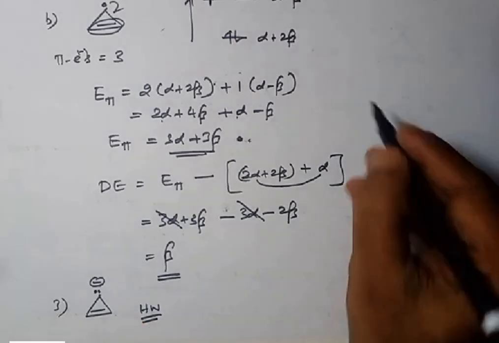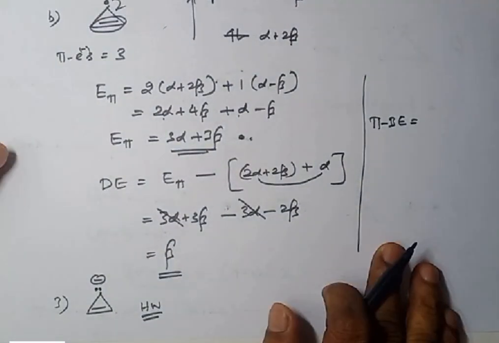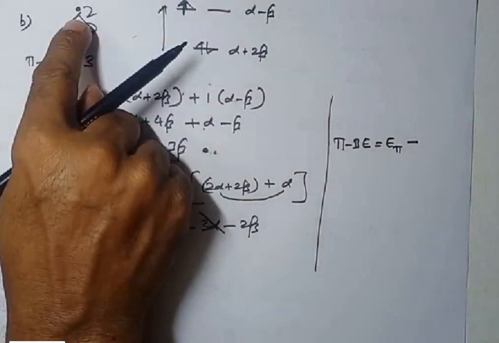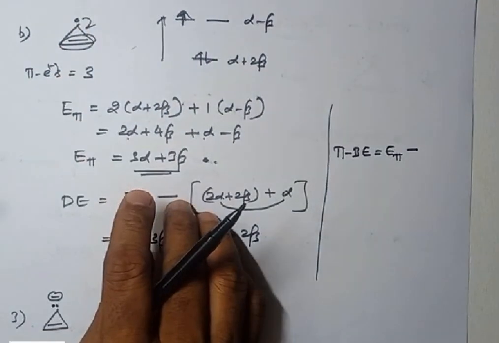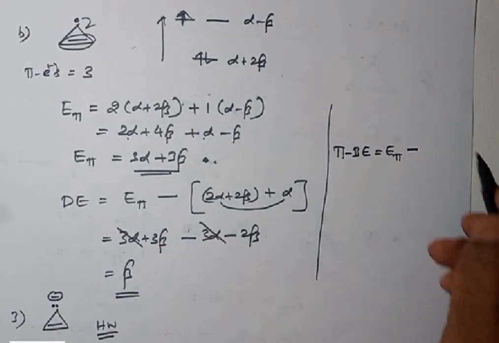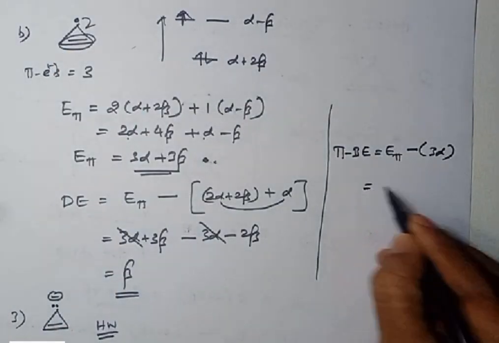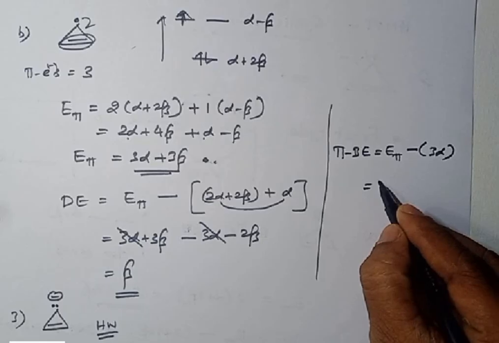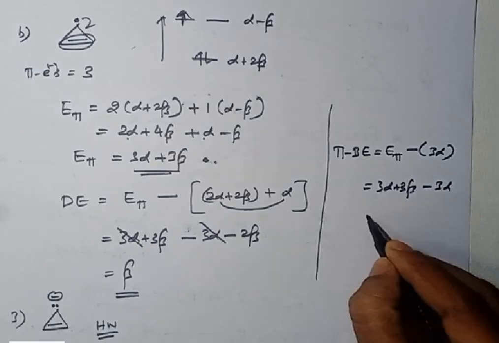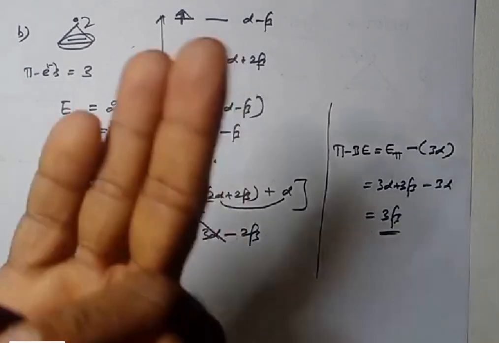Yes, we can also find pi bonding energy. Nothing wrong there. What is pi bonding energy? It is nothing but pi electronic energy minus, suppose all the p orbitals do not involve in bonding, what will be the total energy? 3 alpha, correct. So I have pi electronic energy which is 3 alpha plus 3 beta minus 3 alpha, so I will get 3 beta. 3 beta is the pi bonding energy for 3 electrons.